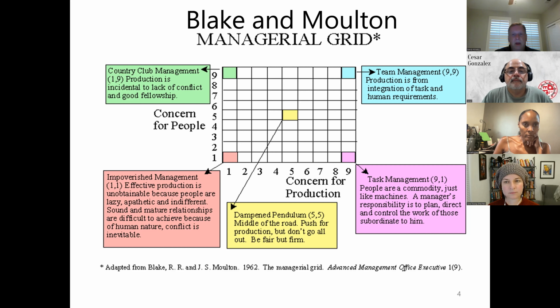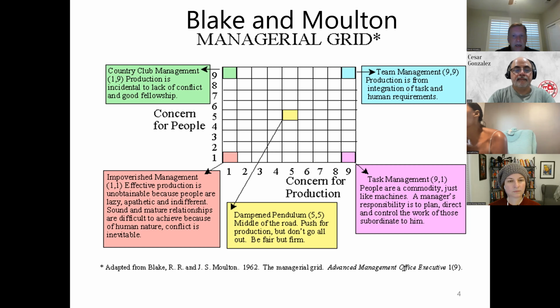In the pink cell on the far right, you've got task management. These are your leaders or managers who are really concerned about productivity. People are a commodity, just like machines, kind of like the Frederick Taylor, cogs in the machinery. Manage responsibility to plan, direct, and control the work of those subordinate to them.